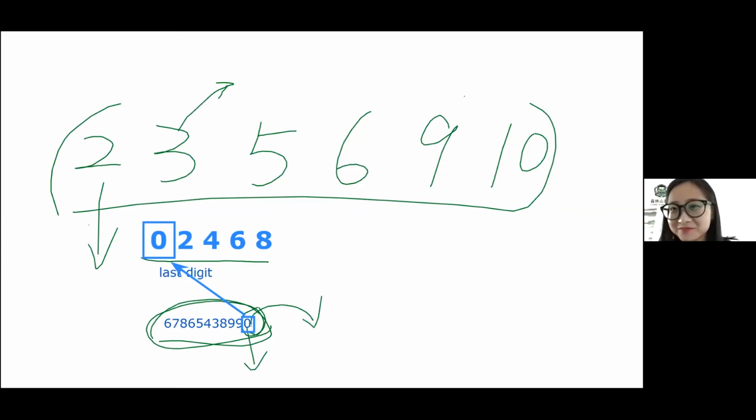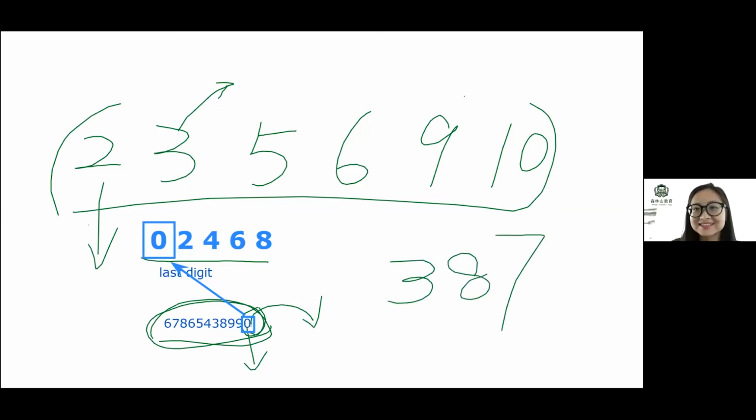You have to add all the numbers together to see if it's divisible by 3. Very good. We need to add all the digits together to see if it's divisible by 3. Excellent. For example, I make an example: 387. Can this number be divided by 3?